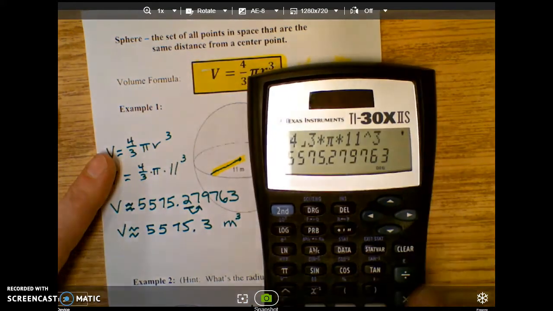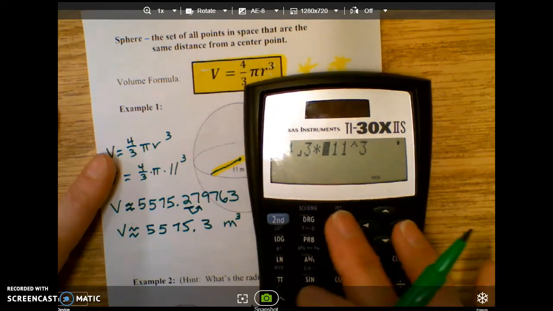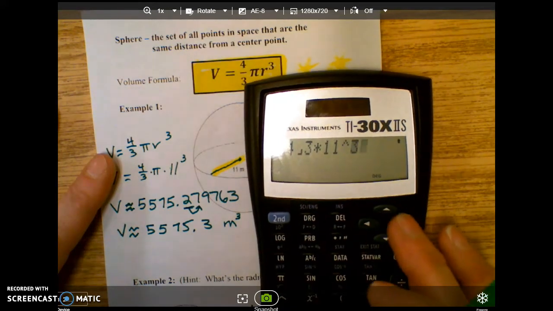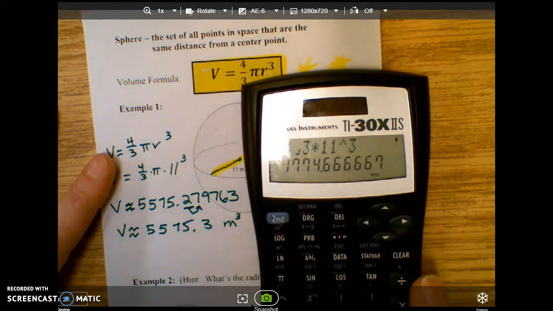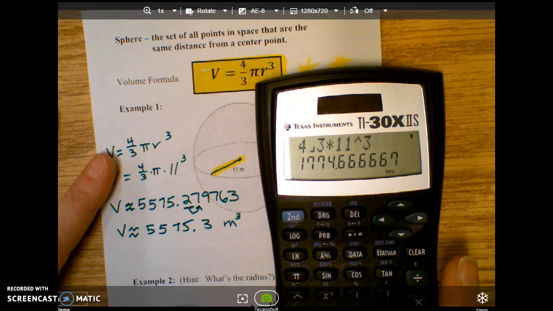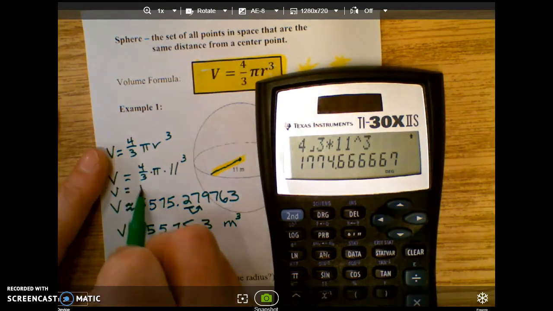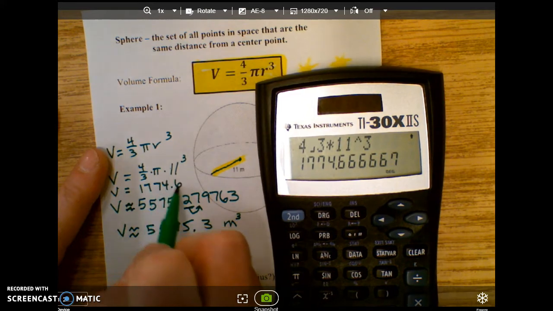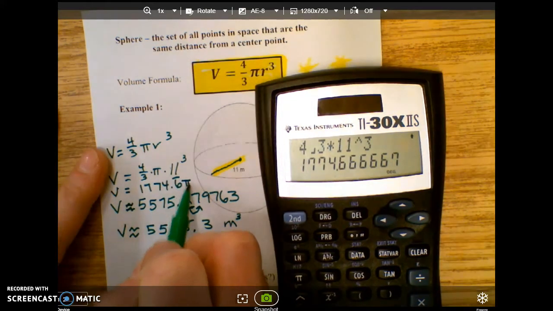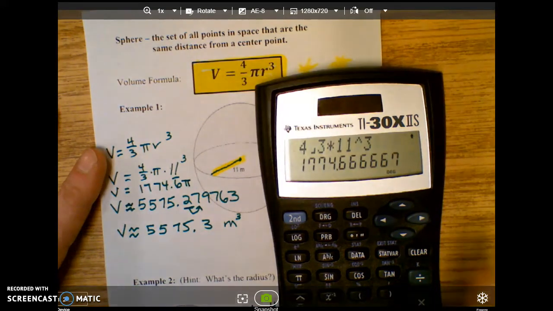If you wanted to leave that in terms of pi, remember you can get rid of pi in your calculations, and we could have left it 1,774.6 repeating pi. That's another option. We'll squeeze that in here, because sometimes you are expected to leave your answer in terms of pi. So that's what it would look like if you left it without the pi in the calculation.